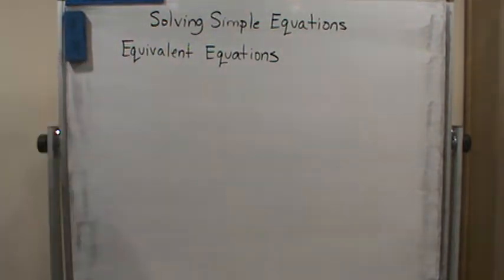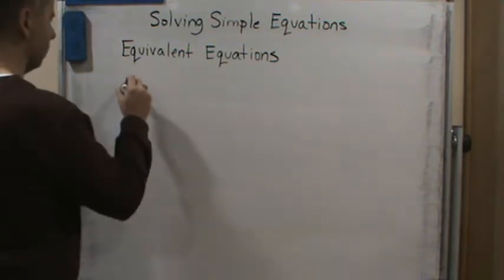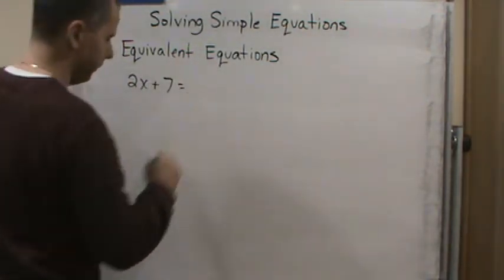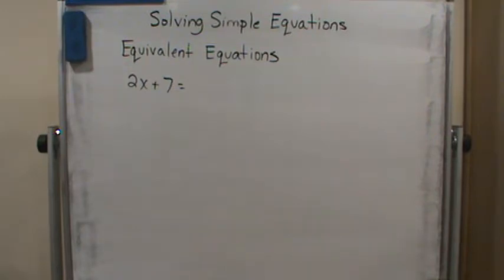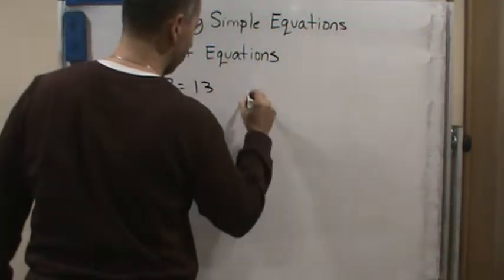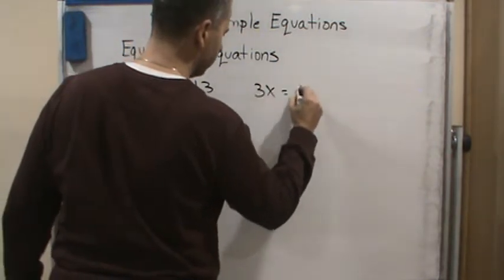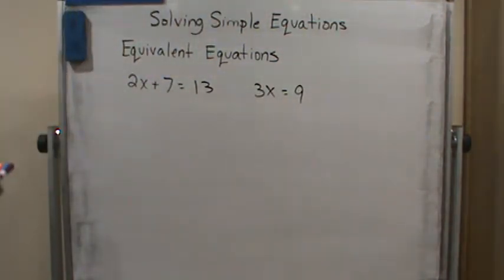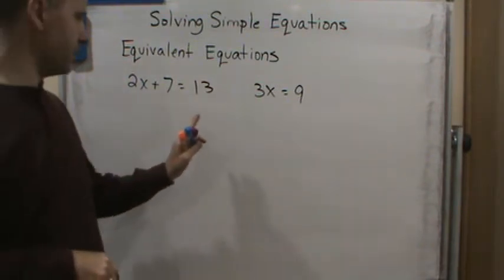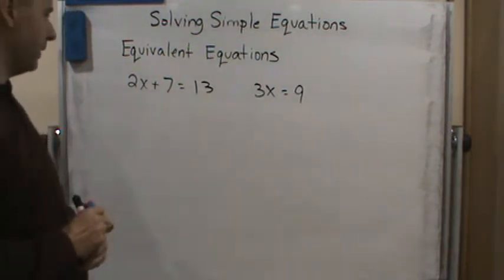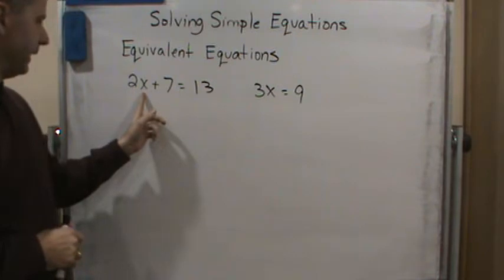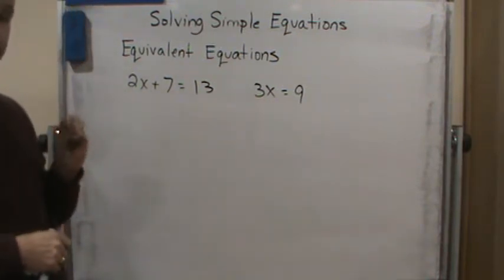For example, if I have 2x plus 7 is equal to 13, and I have 3x equals 9, then these are what we would call equivalent equations because they have the exact same solution. In this case, 3, right? So if I plug 3 into both of these equations, they will give me a true statement, okay?